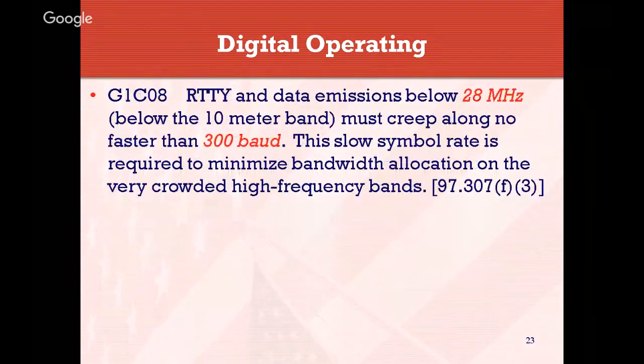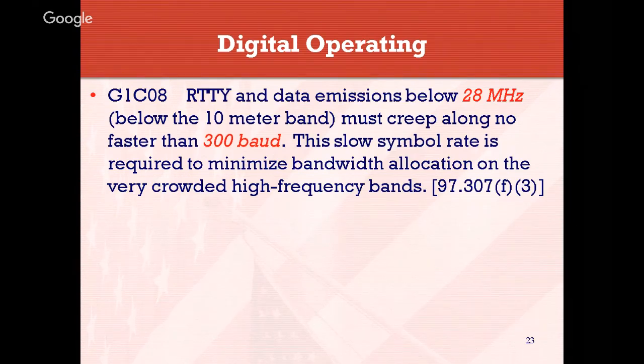Okay. RTTY and data emissions below 28 megahertz, or the 10 meter band, must creep along no faster than 300 baud. This slow symbol rate is required to minimize bandwidth allocation on the very crowded high frequency bands. You'll notice that 10 meters has quite a bit of space to it. It goes from 28 up to 29.7, so you have 1.7 megahertz of band to play with there, as far as what modes of all the different modes that are available.